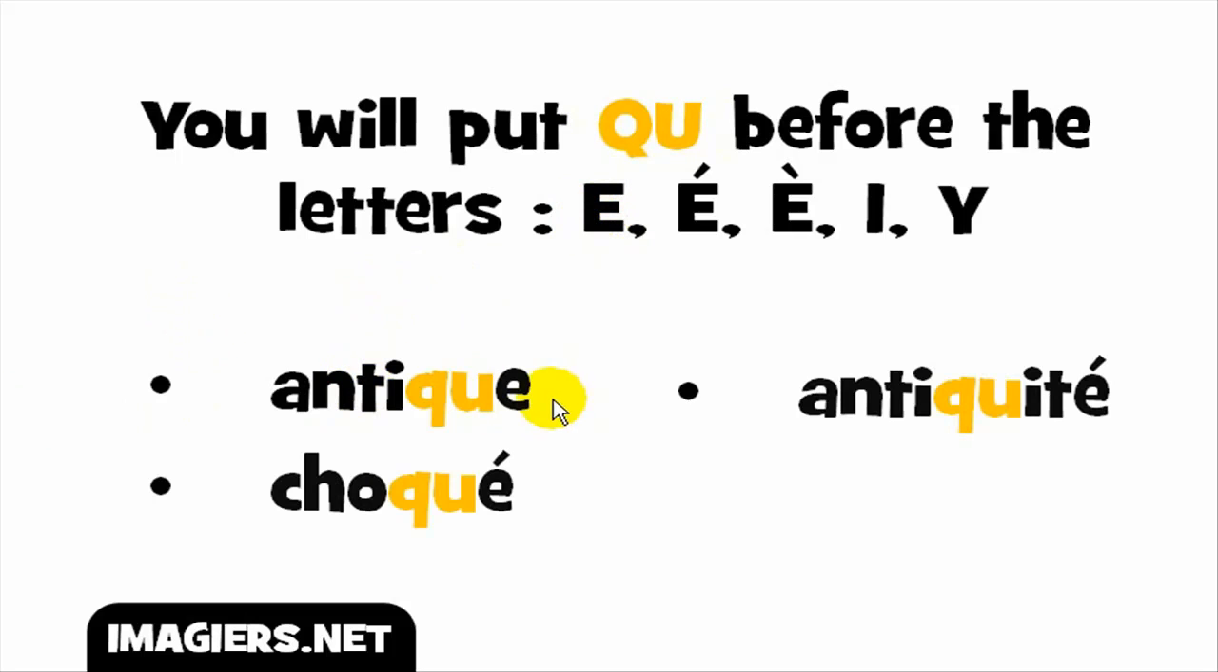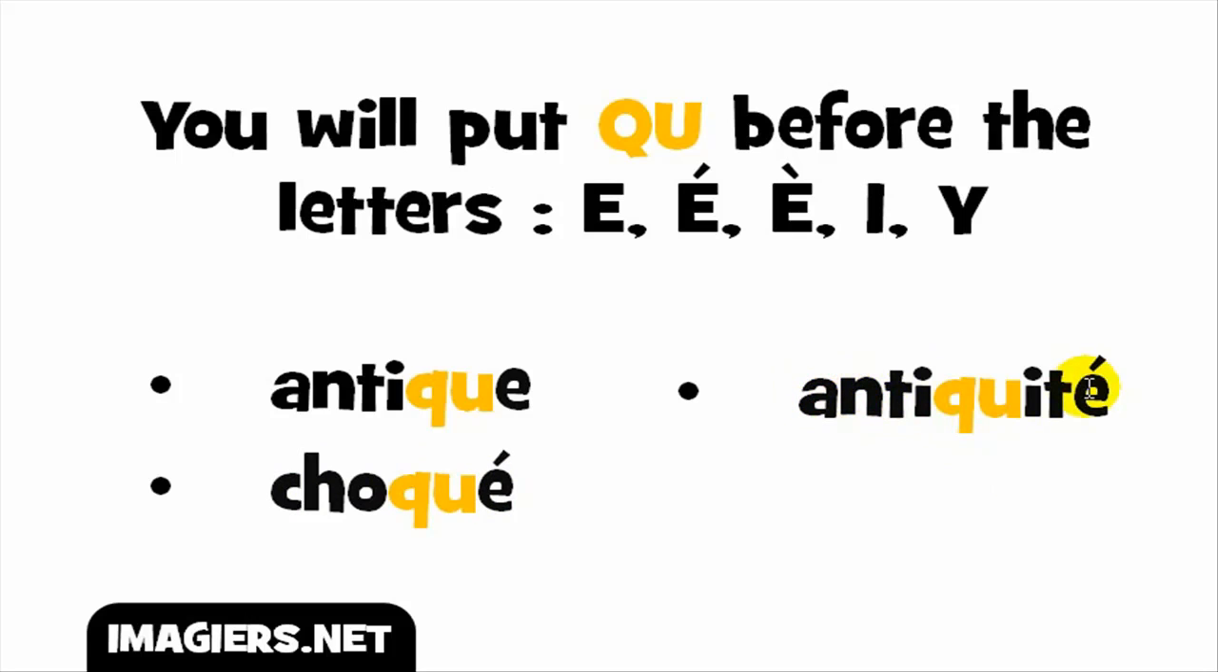The first one here, you've got the vowel E, and then QU before, so you get K. The full word goes like antique. Another example, accent aigu, remember, as I said, it was the sound E. So you get this sound K. The full word goes like choqué.